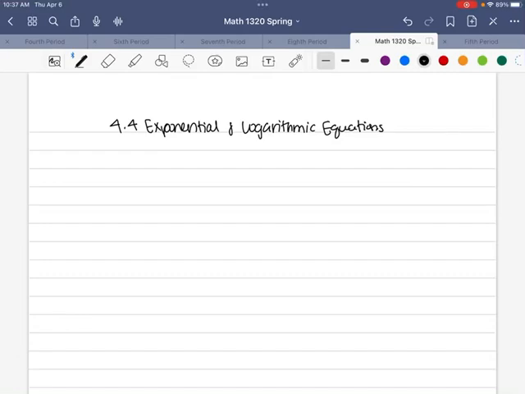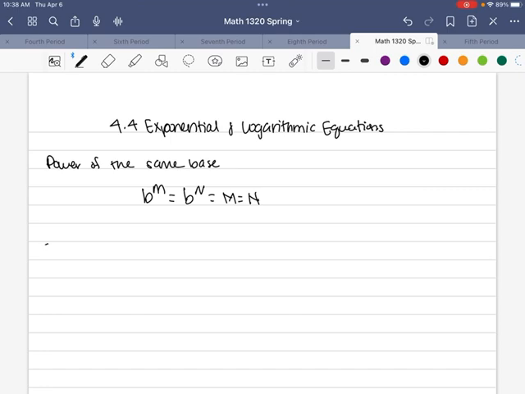Exponentials and logarithmic equations. So we're going to look at how we solve equations using exponentials and logs. So we have a rule. It's called the power of the same base. The power of the same base rule says if we have b to the m equal to b to the n, then we can say that m is equal to n. So basically, if they have the same base, the bases cancel out, and we can set the powers equal to the powers.